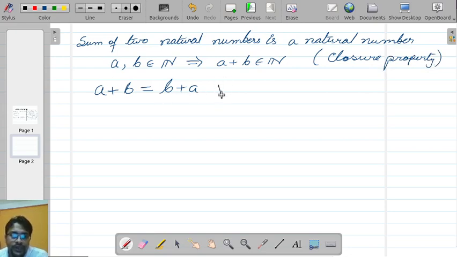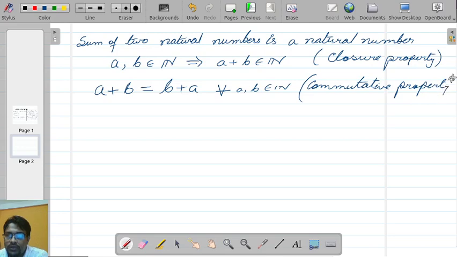The second property: a plus b equals b plus a for every a, b inside the natural numbers. All of you know this is called the commutative property. This is the commutative property of addition. If you take the sum of a and b, it is the same as taking the sum of b and a. We do not demand any proof for these things. They are taken for granted.